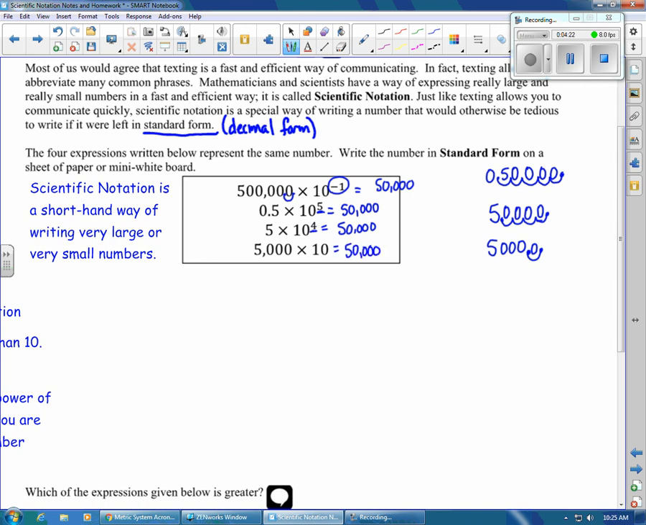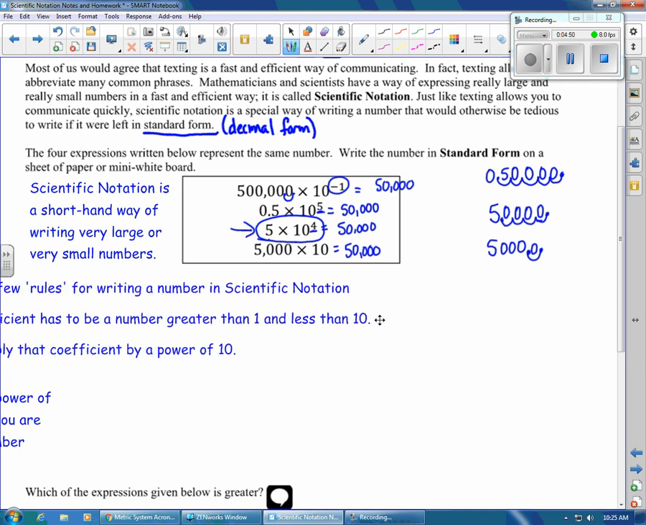And you're probably thinking, well, which one is the shorthand? And I'm going to tell you right now, out of all of these representations of scientific notation, all of these representations of a power or a number being multiplied by a power of 10, this one right here is the only one that is in scientific notation. We have some rules about how to write things in scientific notation.